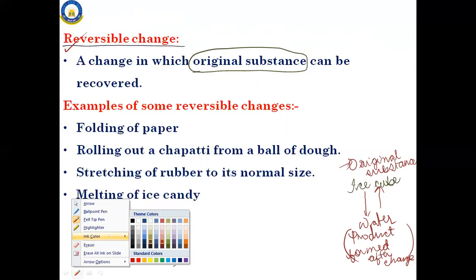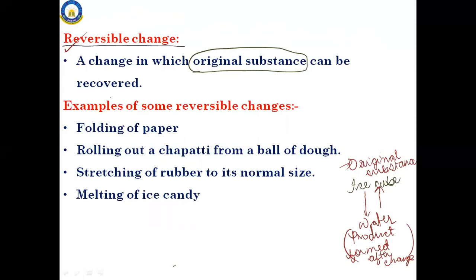Now if you check here, there are some specific examples. The first one is folding of paper. Here there is one simple paper, and you fold it into two halves, and again you fold it into a proper square. Again, when you open that paper, you will get a rectangle form, and when you convert this half into the full paper, you will get the original paper back. This kind of example is a reversible change. The first example that we have studied is the folding of paper.